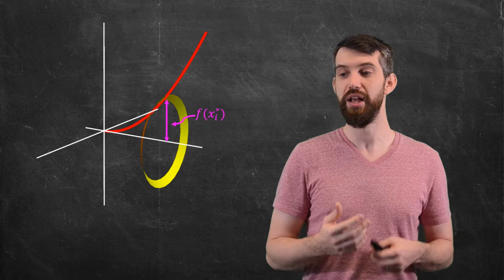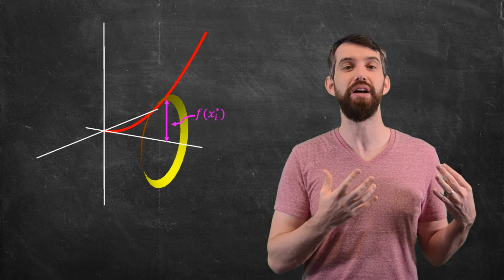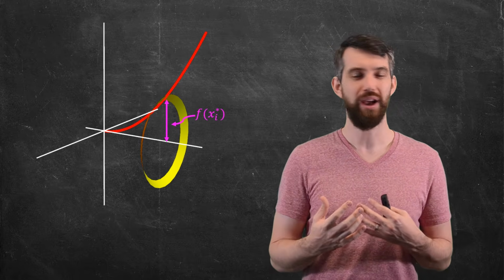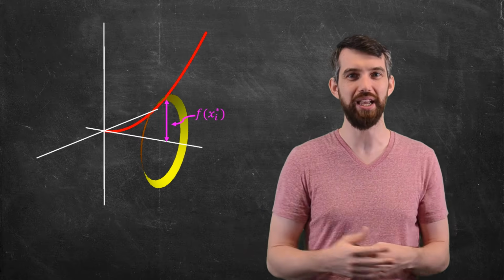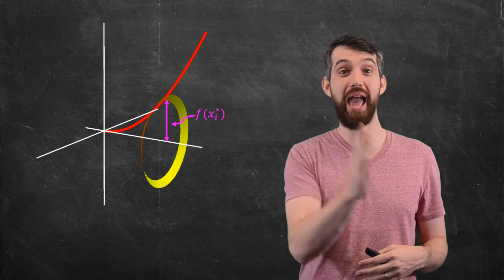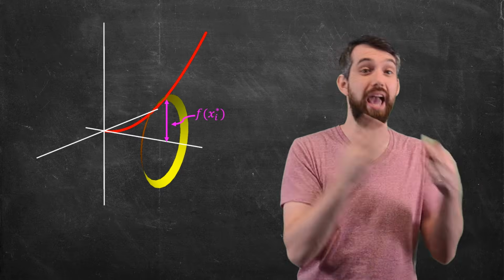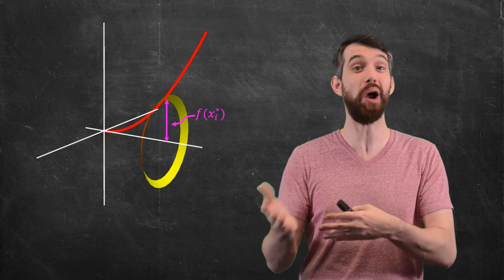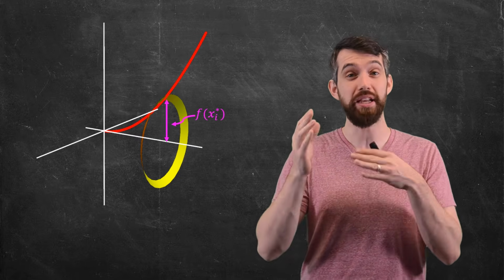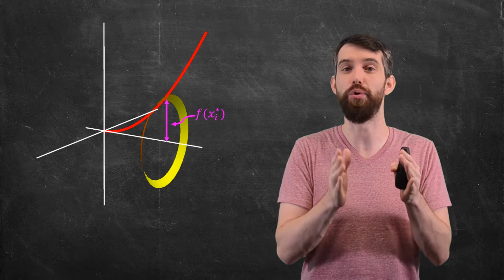I'm going to call this, the radius is f of some point xi star. What I mean by xi star here, star means I don't know exactly what the point is, but I'm imagining taking my x from a to b and chopping it up into n different components. I can have an ith little region, and xi star is just some point, I don't know exactly what it is, but some point in the ith little region.